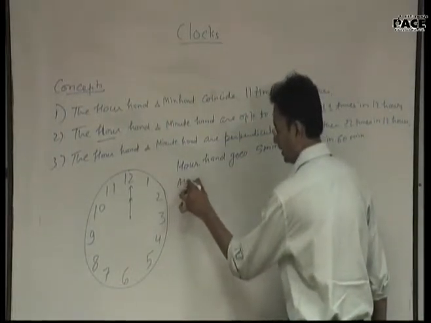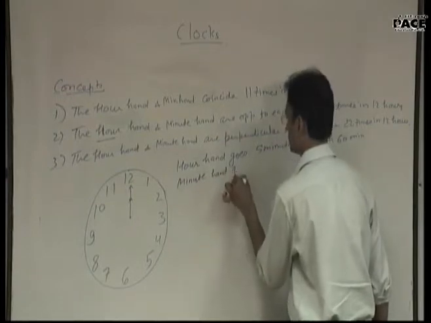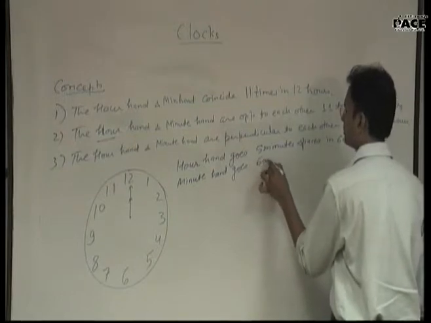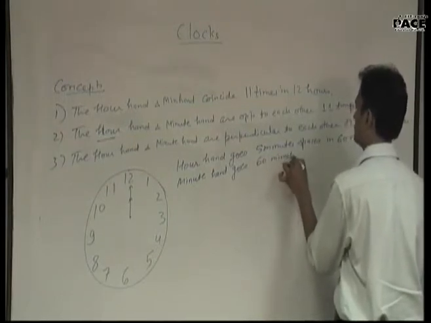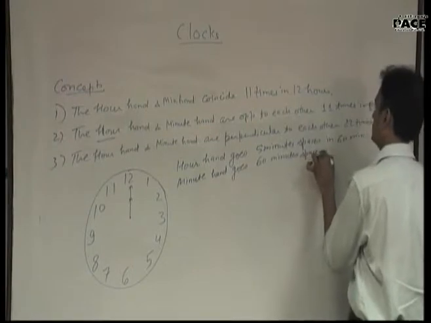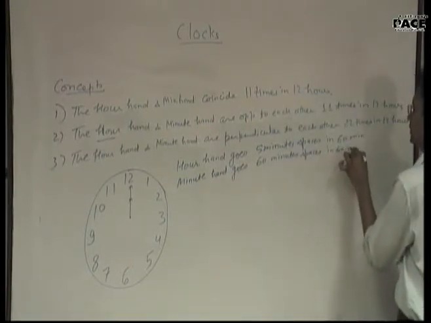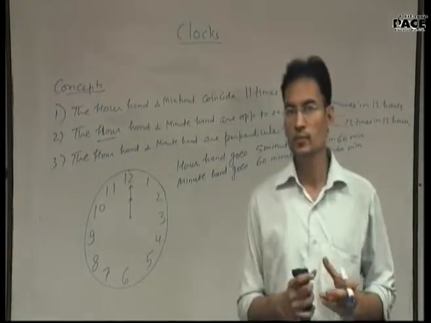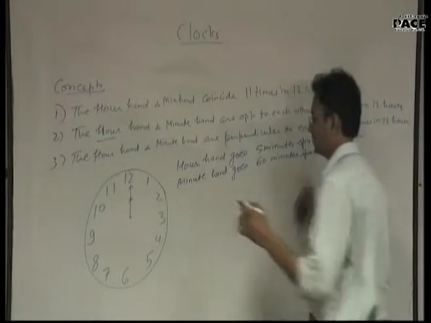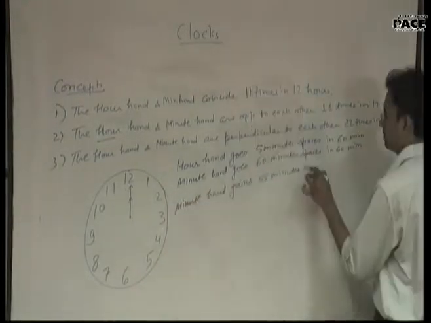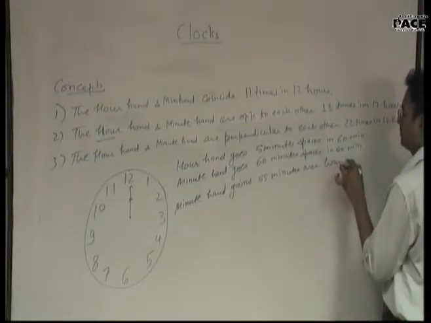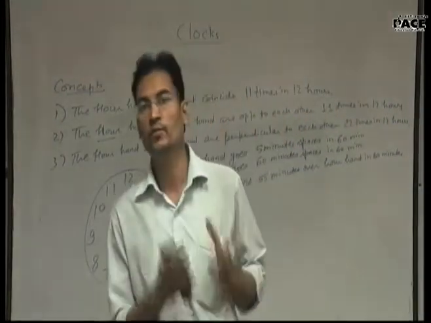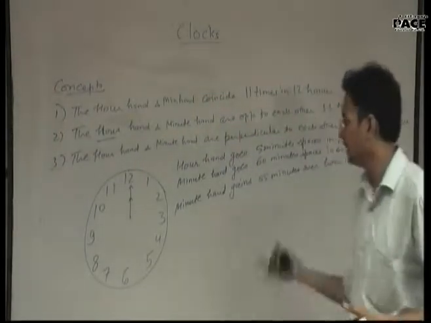While the minute hand goes 60 minute spaces in 60 minutes. So clearly, the minute hand gains 55 minutes over the hour hand in 60 minutes. So the minute hand is gaining 55 minutes in an hour every time.